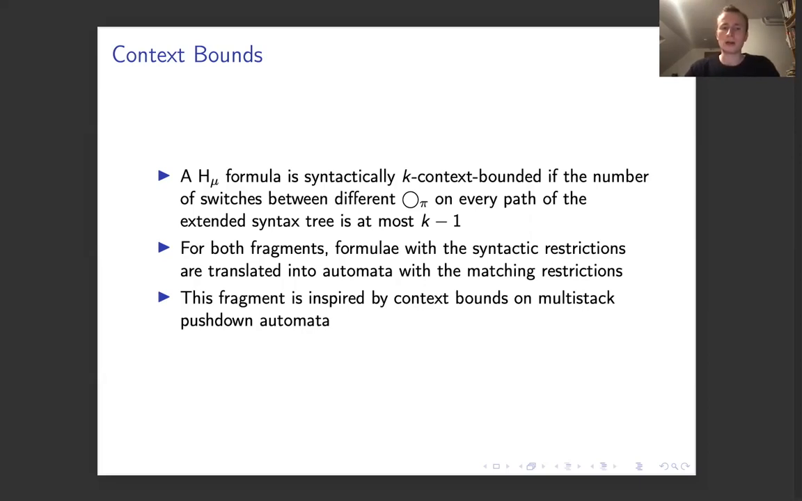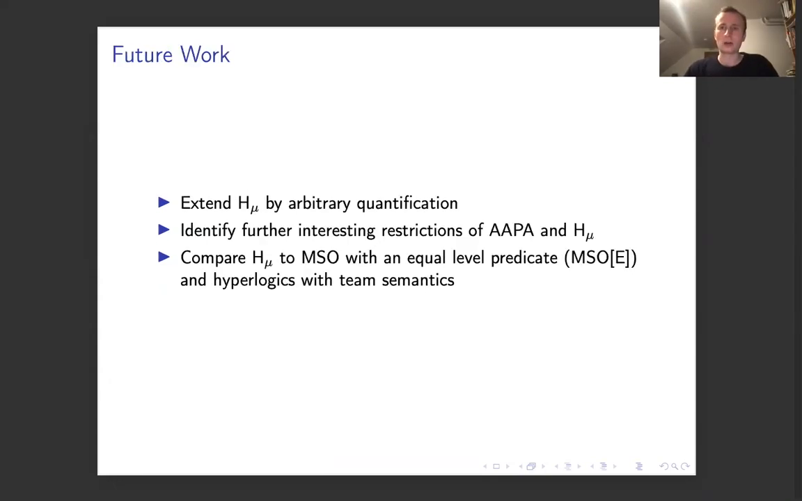And finally, I should mention that the fragment of k-context boundedness, or the concept of context bounds, is inspired by a concept of the same name in the literature of multi-stack pushdown automata, for those of you who are familiar with that. Of course, our paper is not the last word on asynchronous hyperproperties, and many interesting questions remain for future research. And 3 of these questions I would like to briefly outline here.